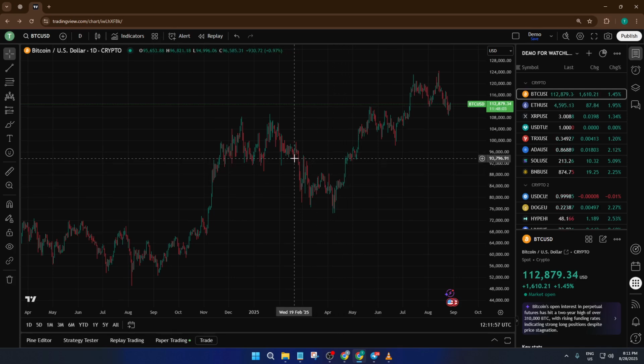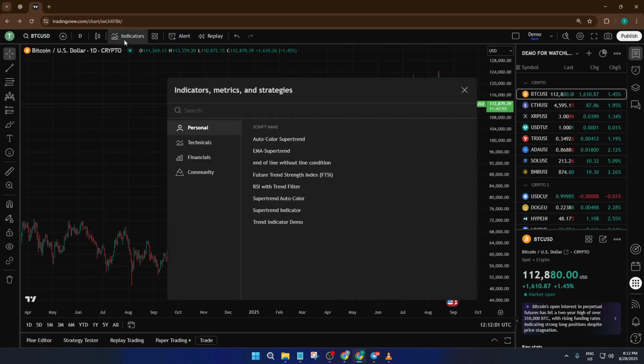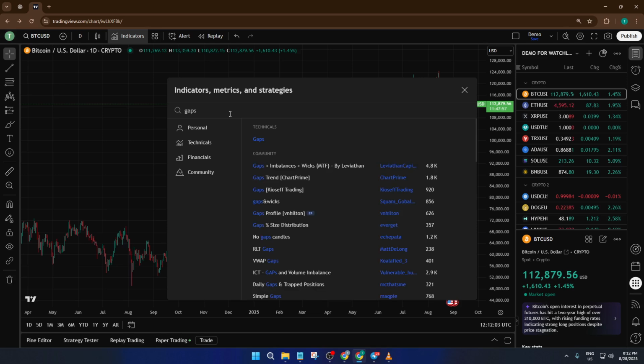First off, open up your TradingView chart. Up at the top, you'll see the Indicators button. Go ahead and click that. In the search box, type in Gaps and you'll see a handful of results pop up. What we're looking for today is Gaps and Wicks. Now, there are some other gap indicators available, and honestly, they can be useful too depending on what you want to analyze, but for the purpose of this walkthrough, let's stick with Gaps and Wicks. Just click on it and you'll see the indicator instantly appear on your chart.